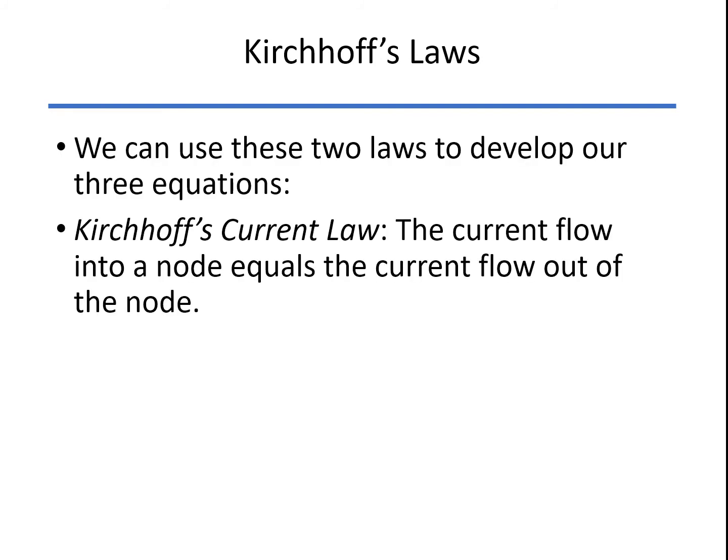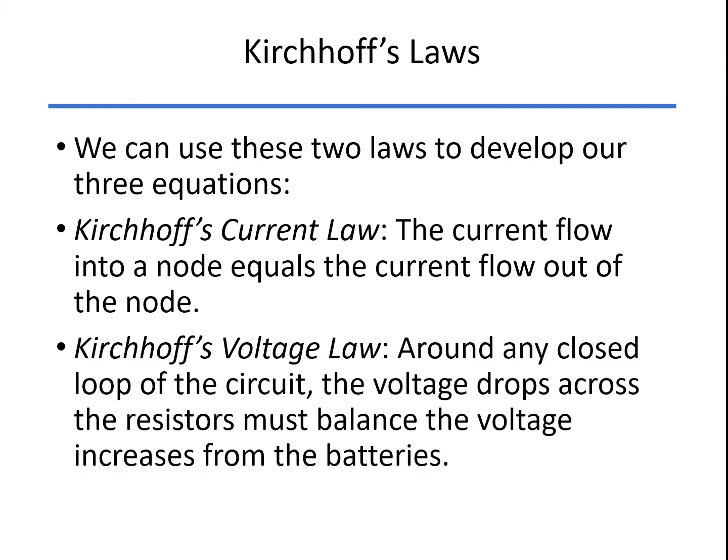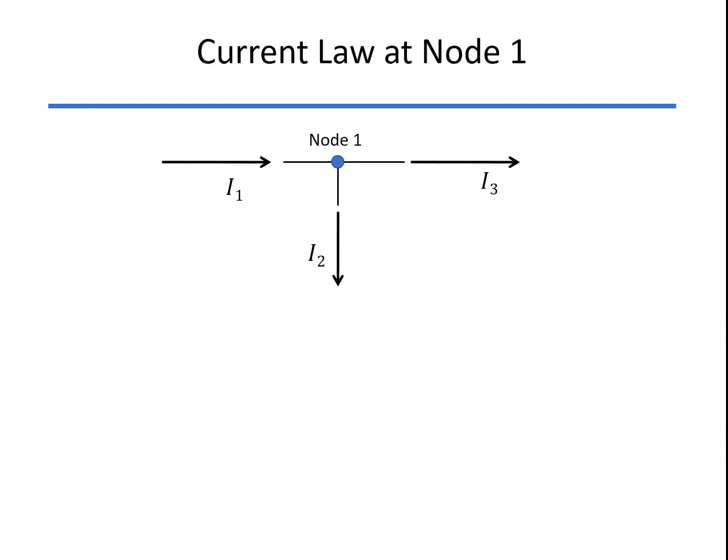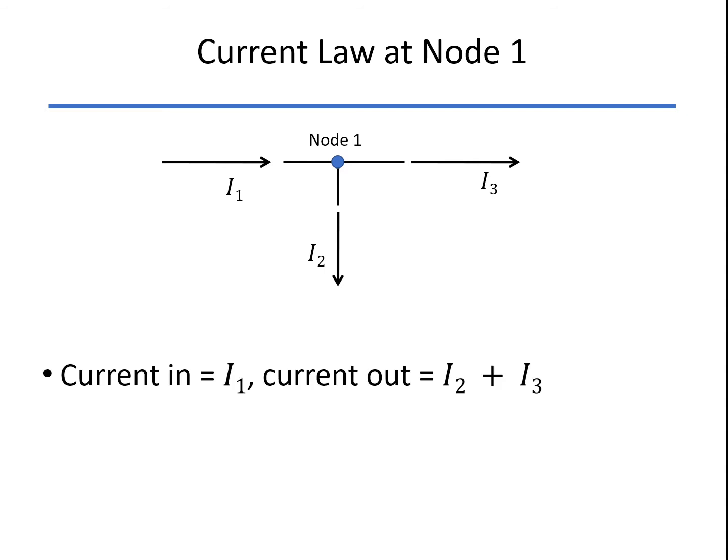The first one, the current law, says the current flow into a node has to equal the current flow out of a node. The second one says around any closed loop the voltage drops have to balance the voltage increase. We'll show how that works in just a moment. So let's look at node 1 first. We have the current 1 coming in, we've got 2 and 3 going out, and so balancing those we come up with this equation that we're going to call equation 1.